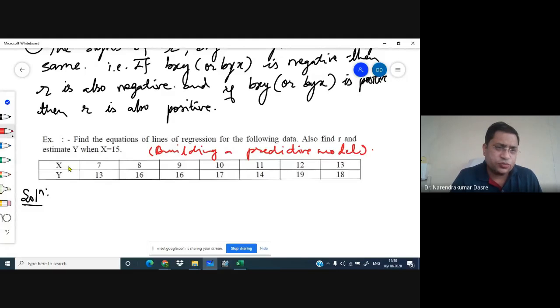Suppose I consider X is going to be the month and Y is going to be the sales, in whatever quantity you want to consider. And then we are trying to see what is the trend, or is there any trend, is there any relation, and how we will grow. So you can see that in 7 months it was 13, in the 8 months 16, 9 month same, 10 month it increased, but in 11 month it decreased.